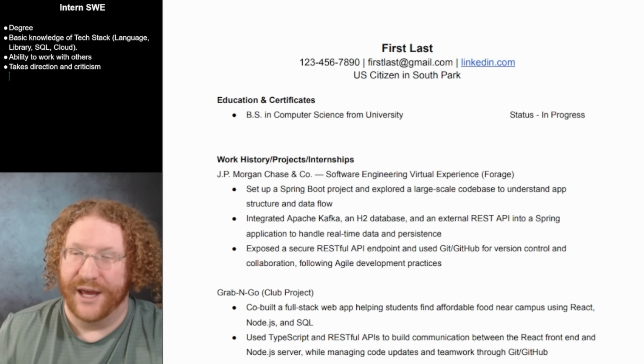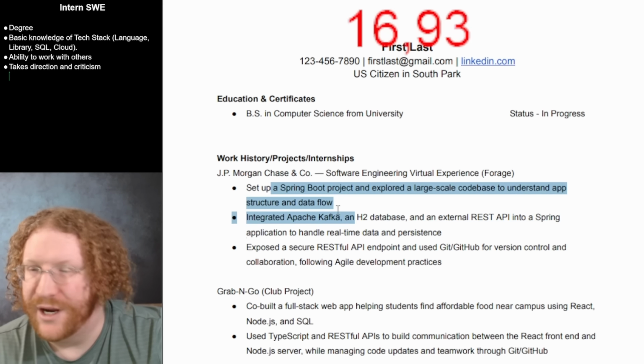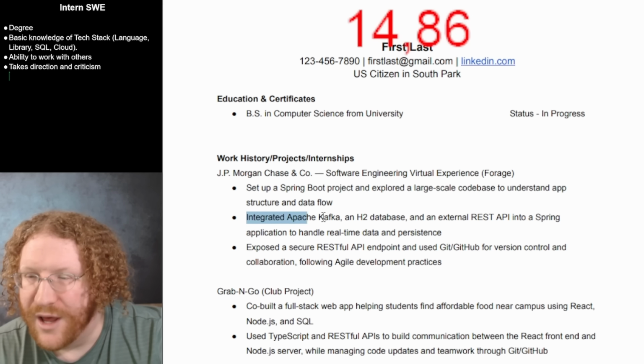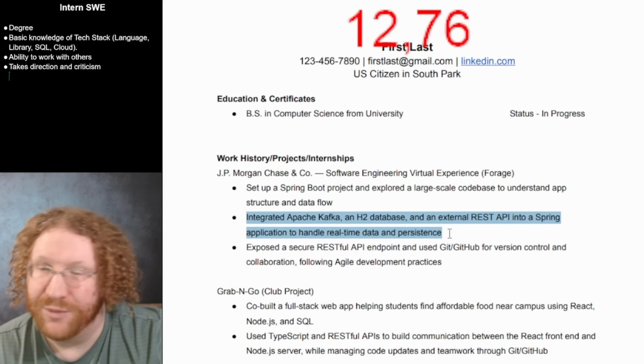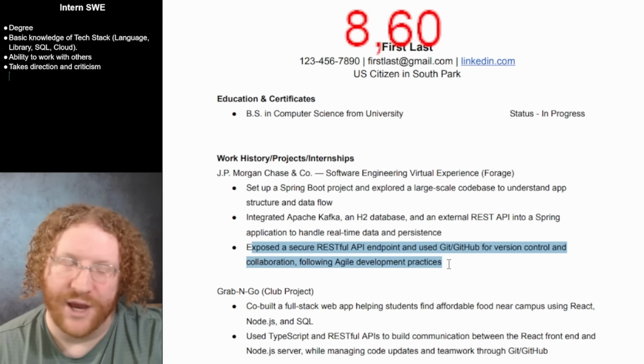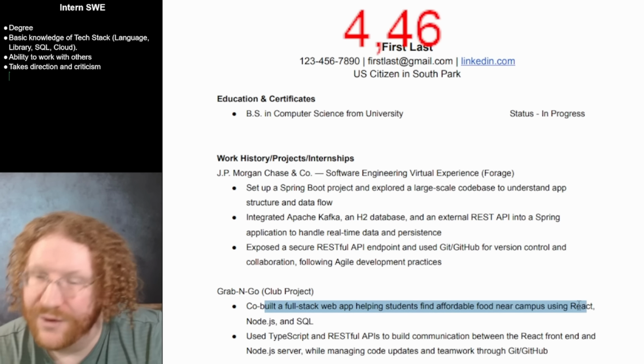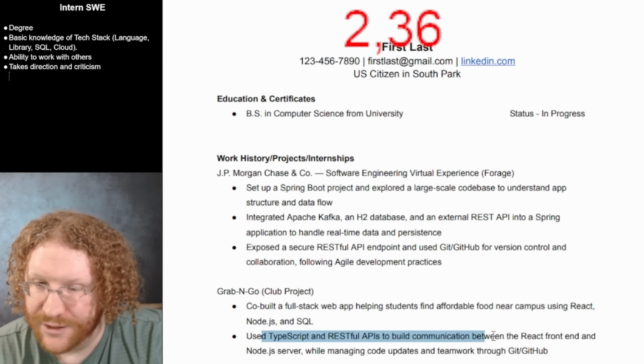This is all we need. And go. All right. Set up a string group project, large scale code base, understand app structure. Kind of no. Integrated app, RESTful APIs in a Spring application, that's okay. Exposed to RESTful API endpoint, GitHub version controls, okay. There's some slight errors with this. This is really nice. I like how you wrote this.